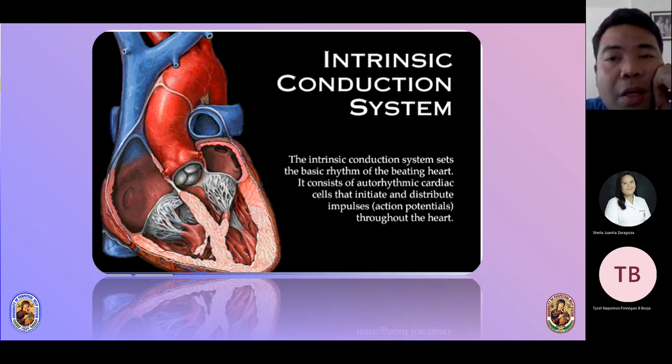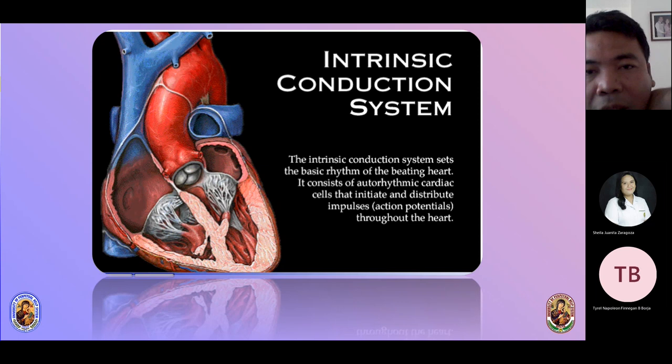Okay. So when we say intrinsic conduction system, ibig sabihin, the heart has its own conduction system of the impulses. Meaning, those electrical impulses, those action potentials that make the heart beat, are generated in its own conduction system. Kaya tinawag siyang intrinsic.